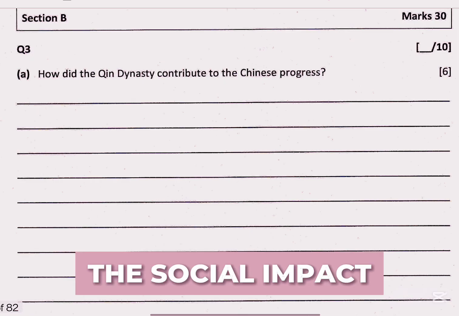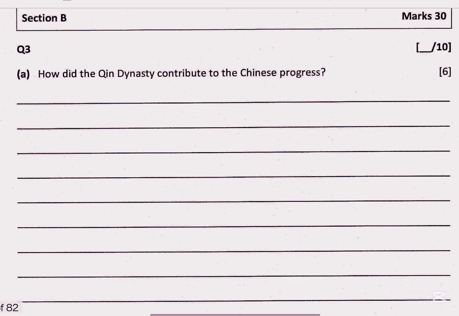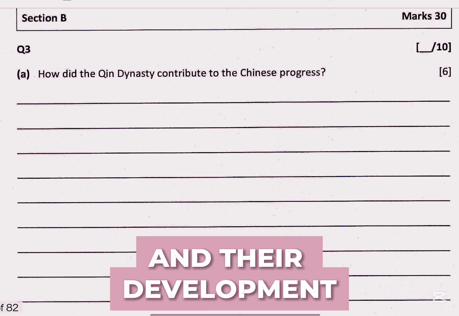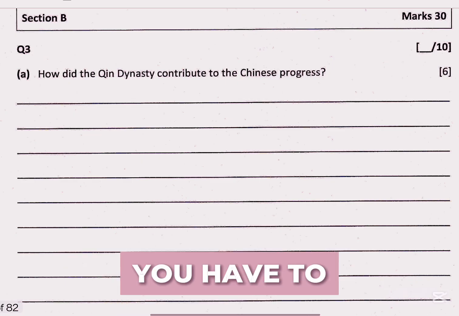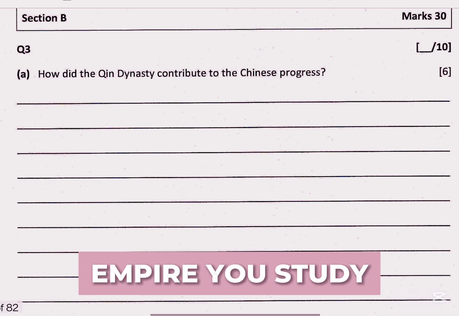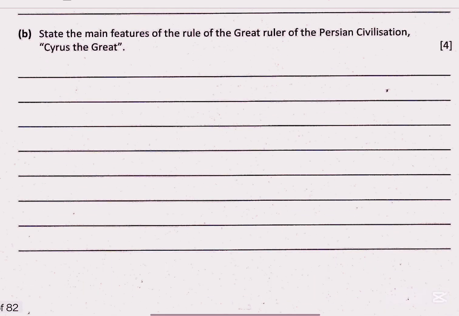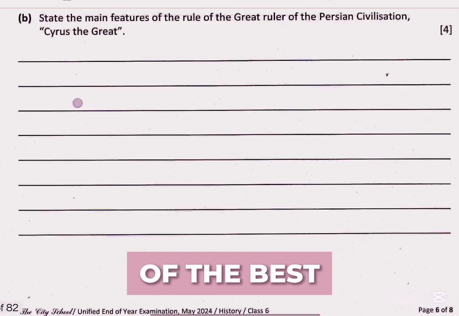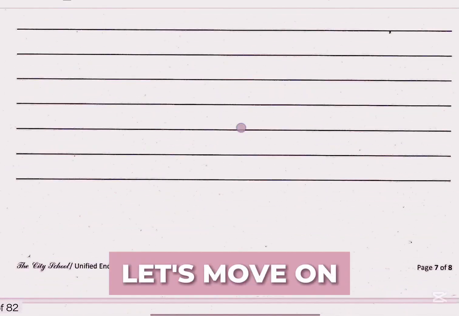And you have to know three things about their land: the social impact, the trading system or their economics, and their development. These three things: social, economic, development. You have to remember these for every single empire you study. We have 4 of them this year, and you have to remember all of them. Cyrus the Great is one of them, and this question is so easy, believe me guys. Okay, let's move on.